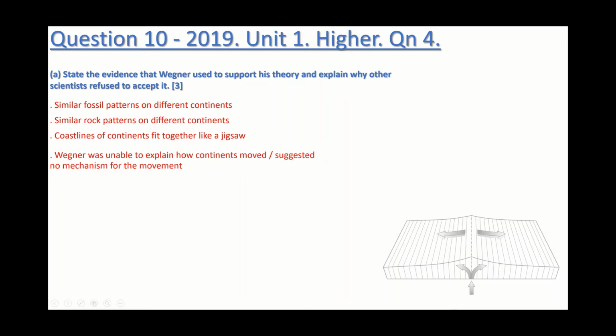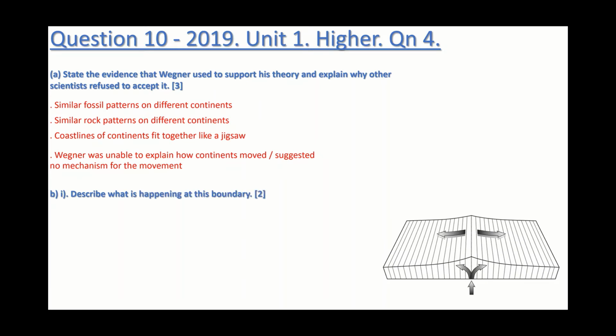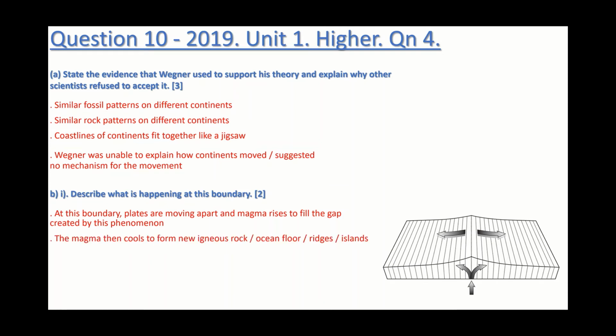The next part of this question then asks you to look at this diagram in the bottom right hand corner here and describe what was happening at this particular plate boundary. You can see that this is a constructive plate boundary, as we've seen in other questions, and so you can say that at this boundary the plates are moving apart and magma will come along to fill up the gap created by this movement. The magma will then cool down to form igneous rock, which can then go on to form islands and so on.